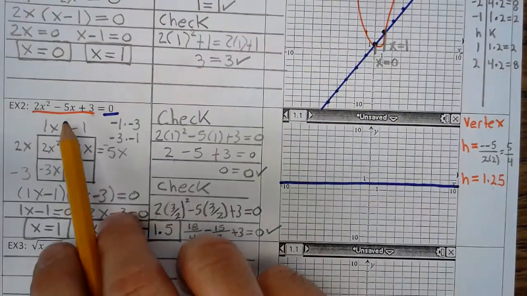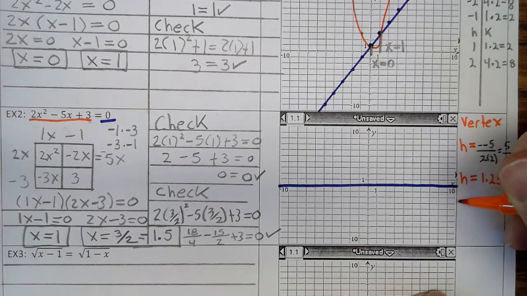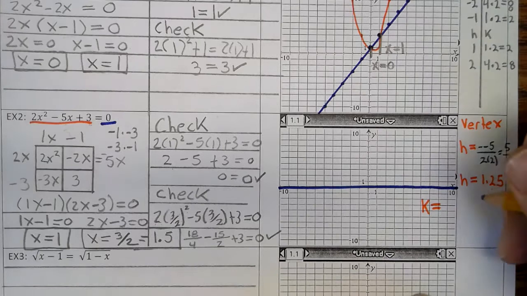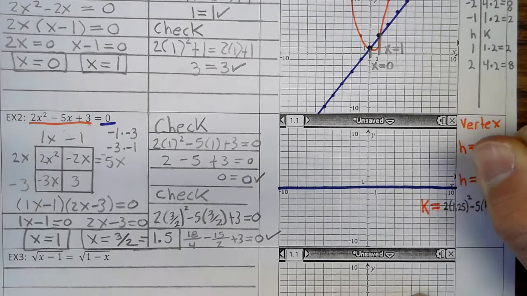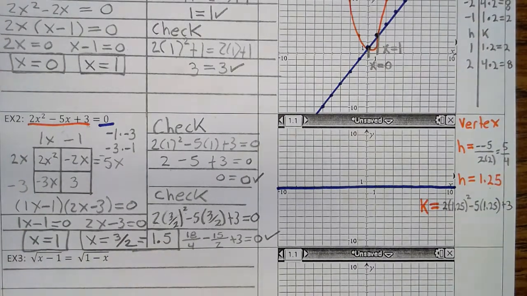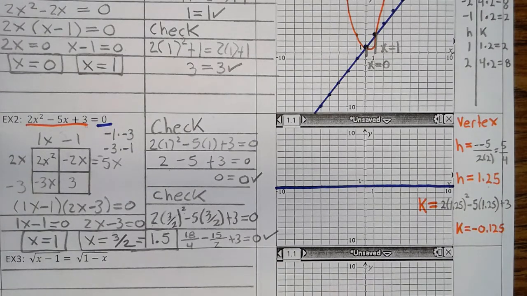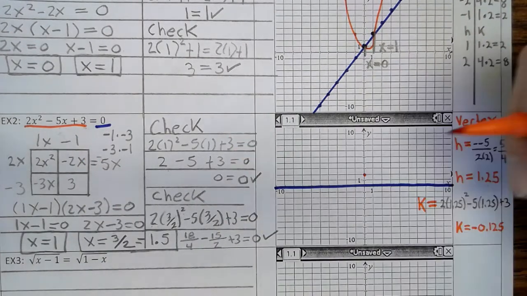Now we plug that into the original equation, so that's k. I'm going to steal some space here. k equals 2 times 1.25 squared minus 5 times 1.25 plus 3. And if you plug that into your calculator, k will equal negative 0.125. And then our y-intercept is at 3. So our y-intercept is 0, 3. So 0, 1, 2, 3.